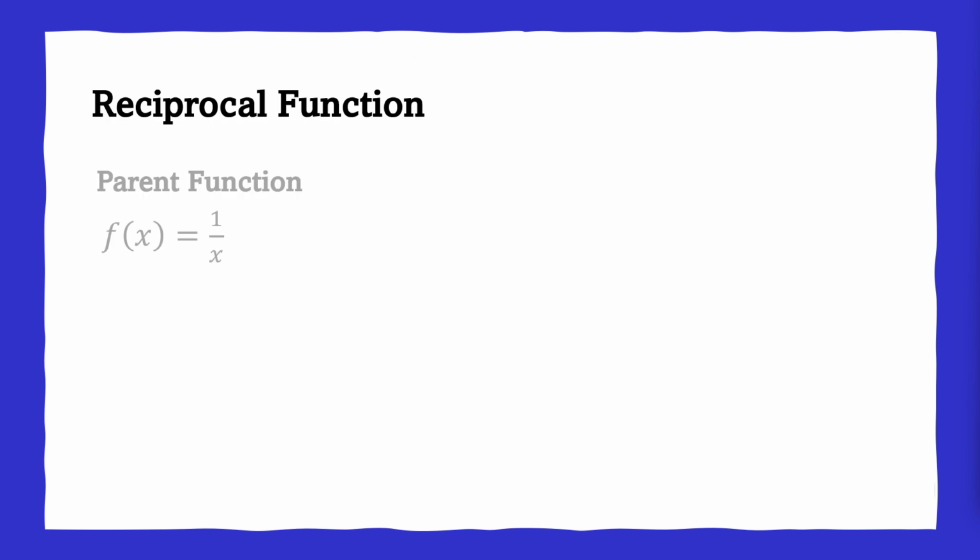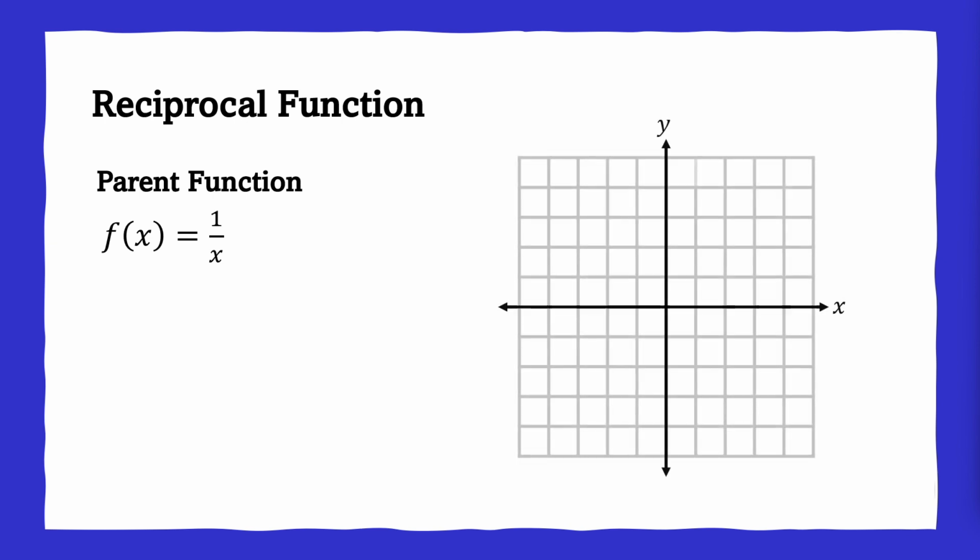The reciprocal function f of x equals 1 over x maps every non-zero real number to its reciprocal. To graph, you can start by calculating a few points. When x equals 1, the reciprocal of 1 is 1. When x equals 2, the reciprocal is 1/2. When x equals 3, the reciprocal is 1/3. When x equals 4, its reciprocal is 1/4.